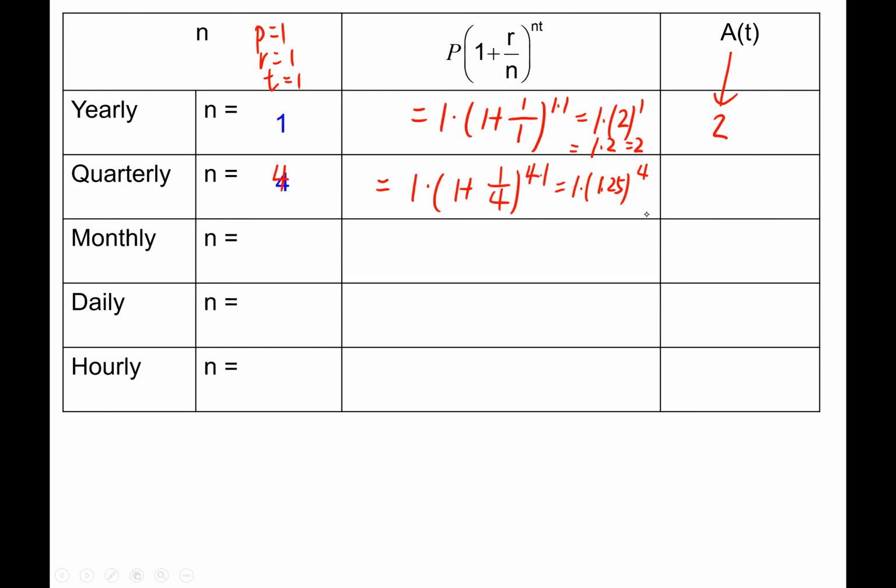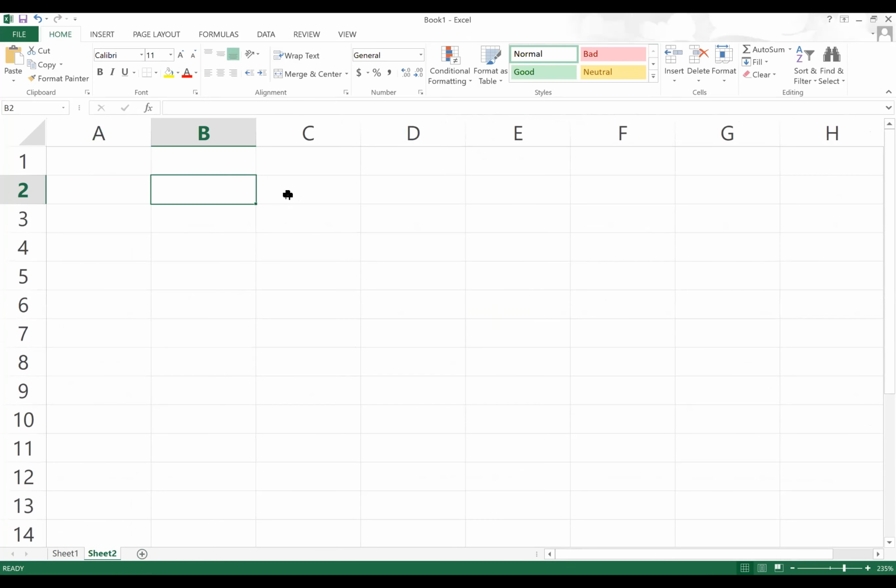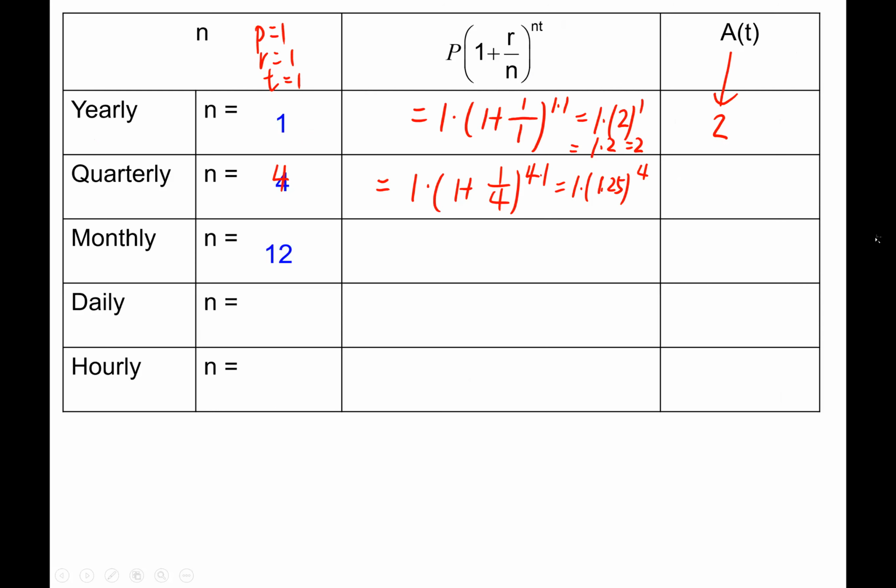And we could easily find this in Excel, so let me double check. Let me show you how to get this in Excel. We do 1 times 1.25 raised to the 4th power. This turned out to be 2.441406. So 2.44, 1406.